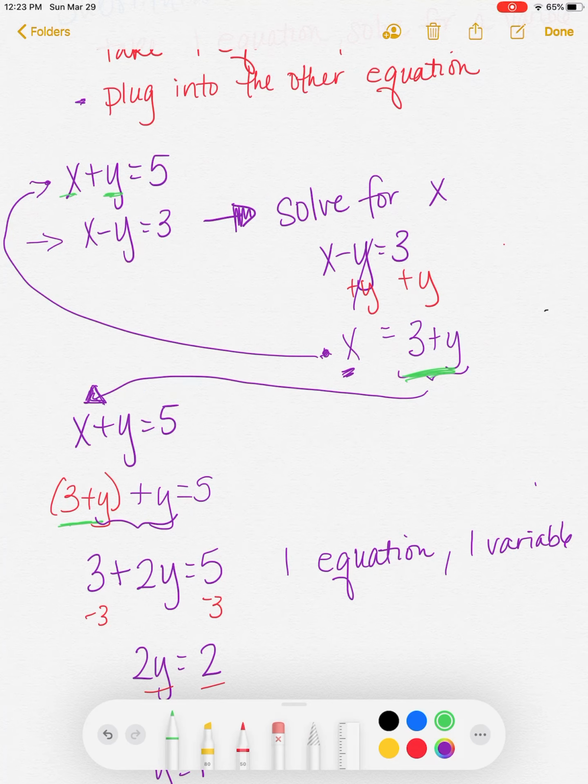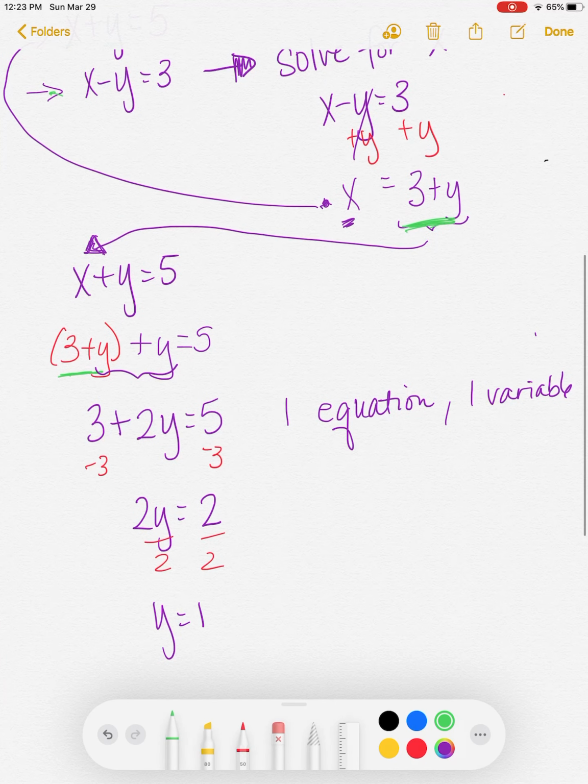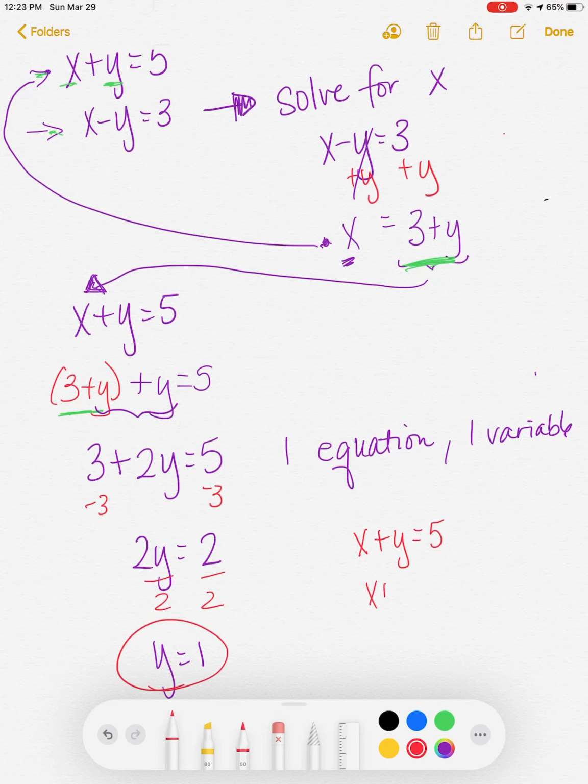Now my option here is to choose, I can choose either equation to plug this y equals 1 back into. They both should give me the very same x solution. So I'm going to take my first one, x plus y equals 5. Well, I know that y, according to this, is 1. So x plus 1 equals 5. Subtract 1 from both sides, x equals 4.